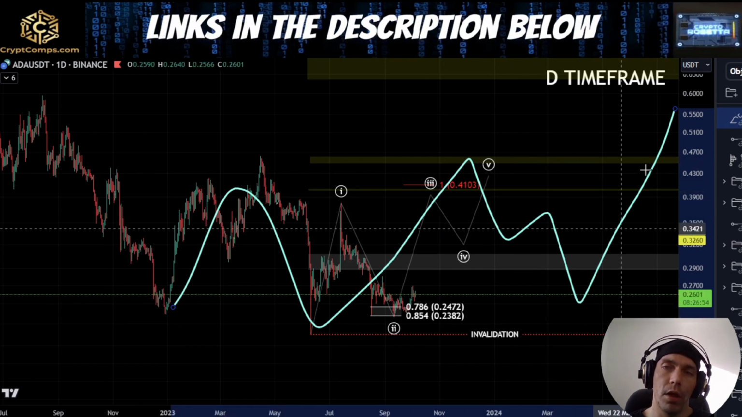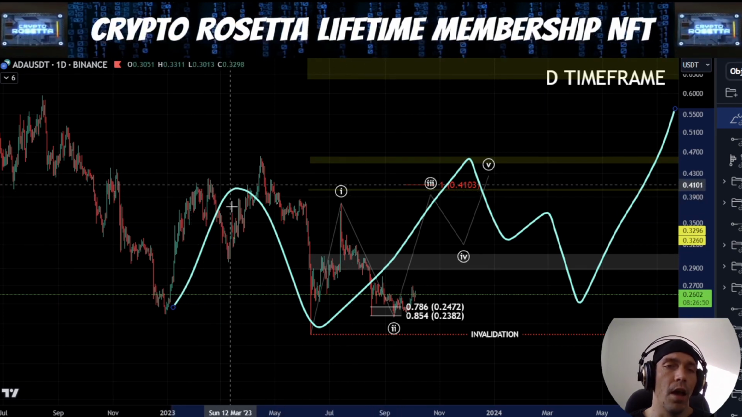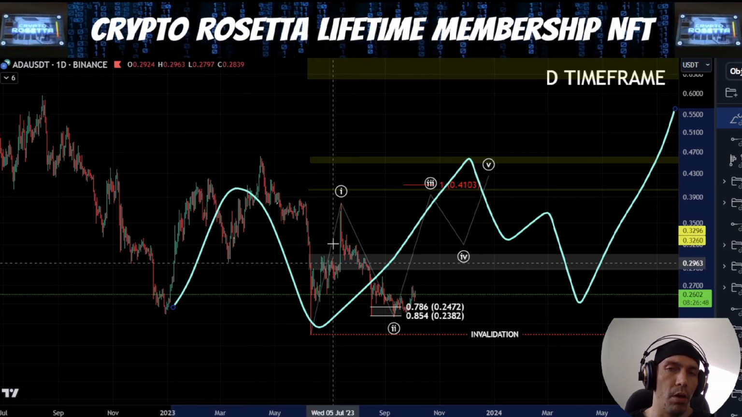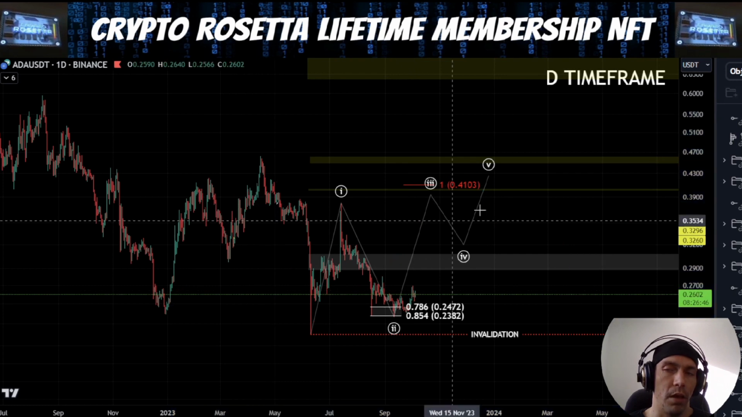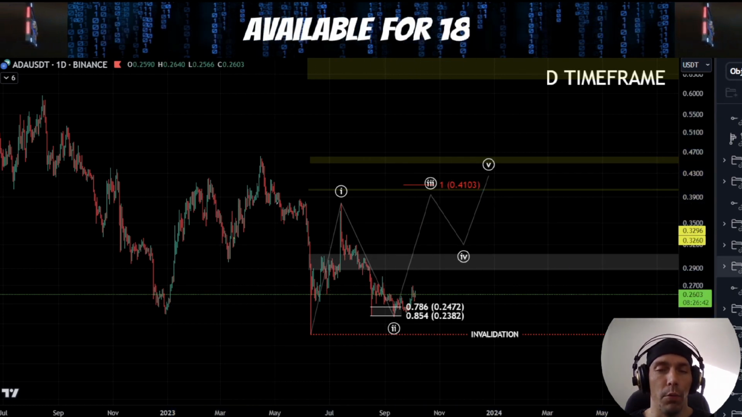The thing is, if we do get a bigger corrective structure like this, the probability is that this is neither a B wave nor a wave 4, and we are looking at some other structure developing here. So we'd have to be careful of that idea if we do look at a diagonal forming.